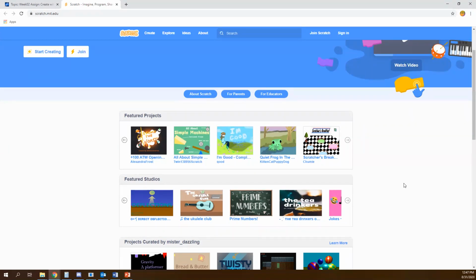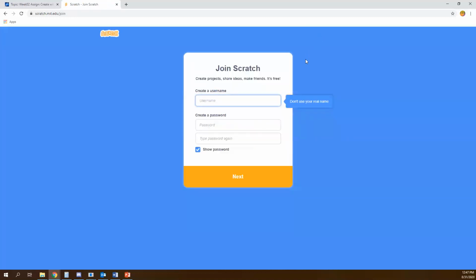But before we can do much, let's go ahead and join. So join Scratch. And it just wants a username and a password. So it says don't use your real name, but do remember what you use. See if I can remember mine.